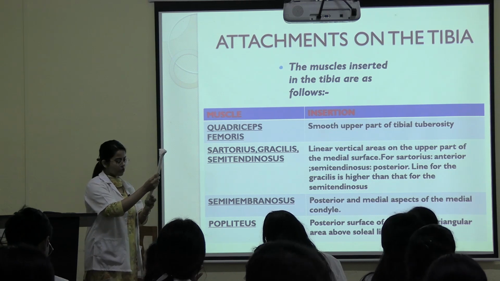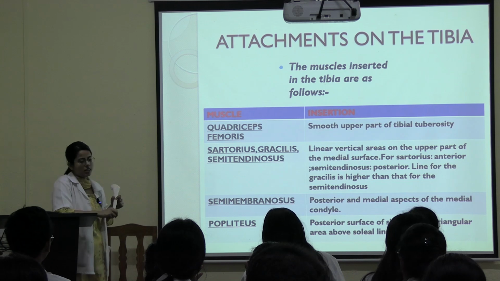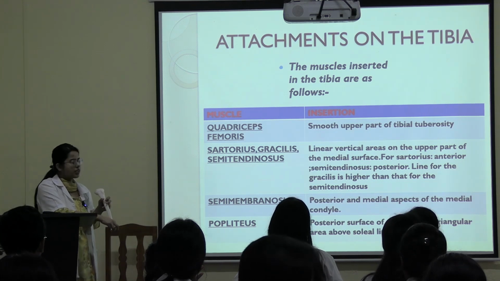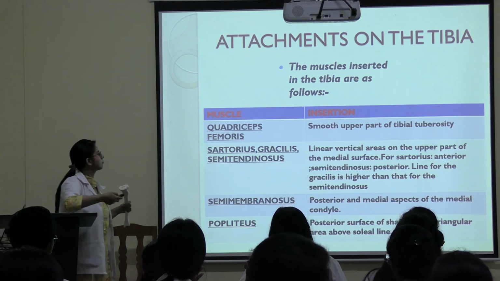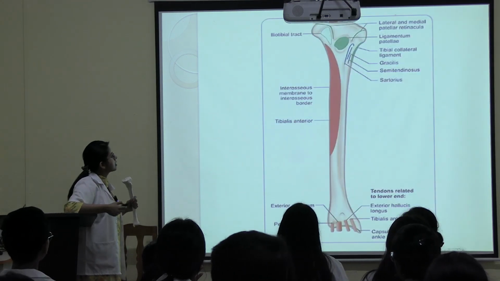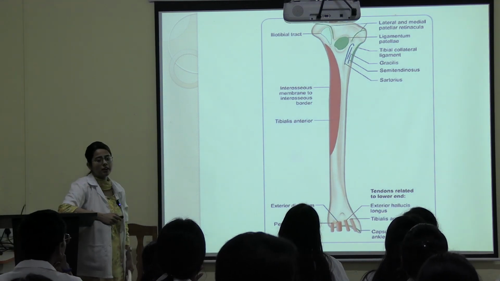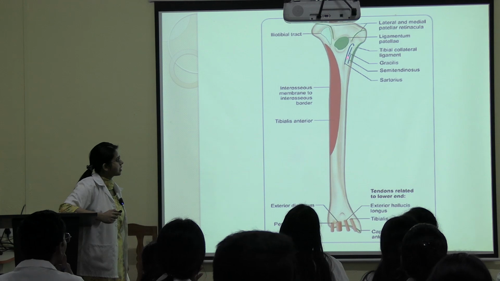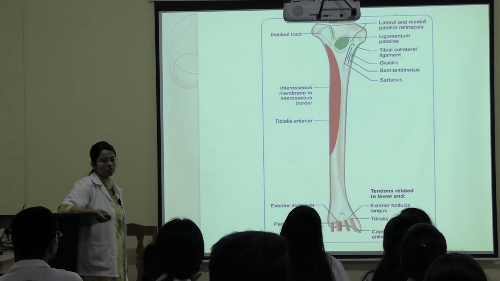Clear? Now let's go to the medial surface. In the medial surface, three muscles are inserted: sartorius, gracilis and semitendinosus. See, this is the medial surface. These muscles have linear vertical lines of insertion. Can you see these are inserted vertically? These three muscles, are you seeing?